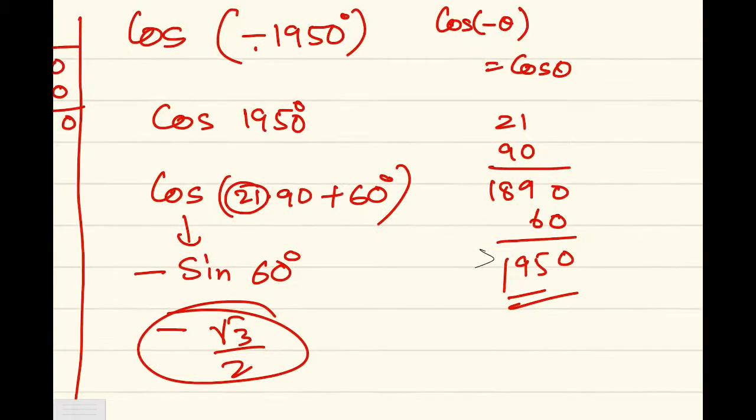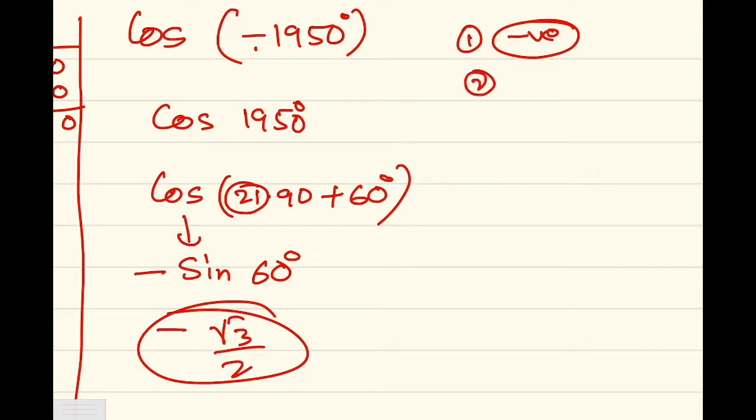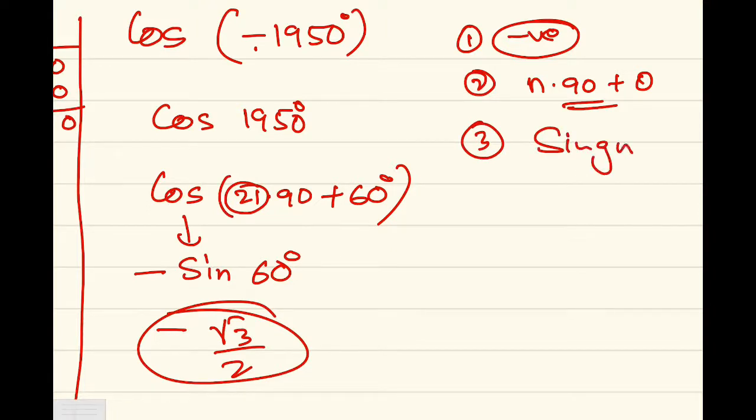Let me make a quick flow chart of how to solve higher angles. First, what you do, handle the negative sign. If there is a negative sign, you just use the negative angle formula. That's step 1. Step 2, express it in this form: n into 90 plus theta. Third, you check the sign. What will be the sign of the particular trigonometric angle.